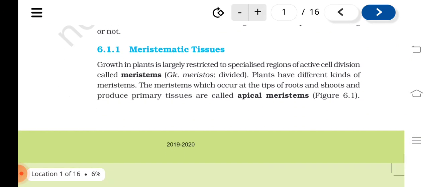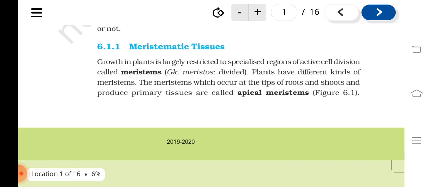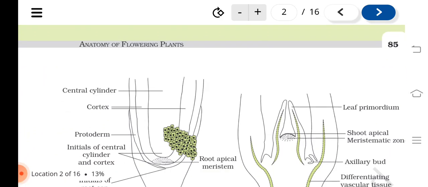Meristematic tissues. Growth in plants is largely restricted to specialized regions of active cell division called meristems. The Greek word meristos means divided. Plants have different kinds of meristems. The meristems which occur at the tips of roots and shoots and produce primary tissue are called apical meristems. Figure 6.1.